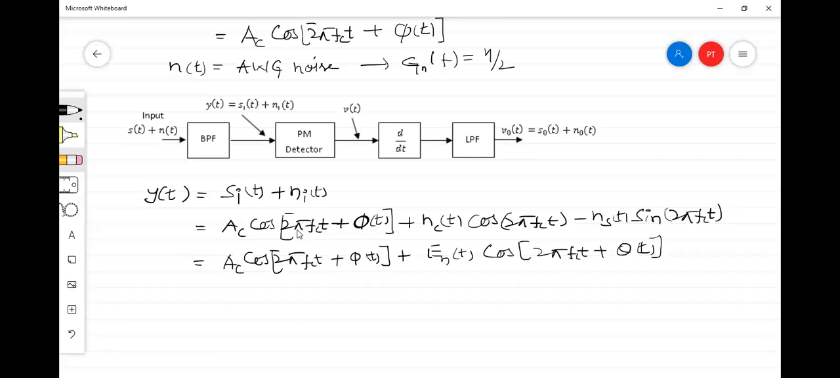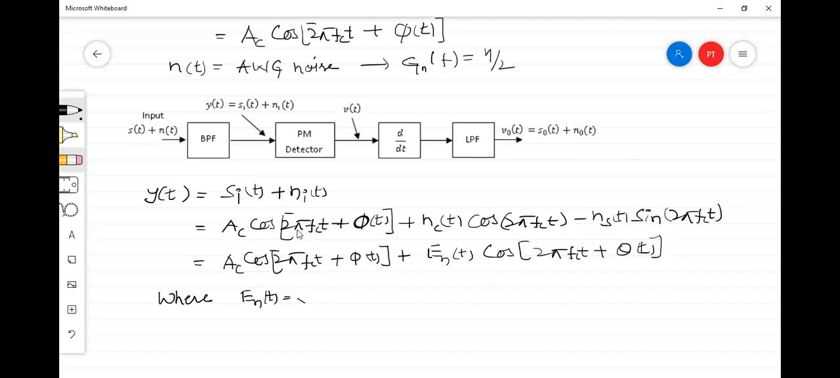where En of t equals, just guess what is it? What is this En of t? This En of t is obtained from this and this, just as in the last session, when I was discussing noise and amplitude modulation. Think of this as A, think of this as B. A cos minus or plus B sine can be represented with some sinusoid. In the same way, here we can represent.